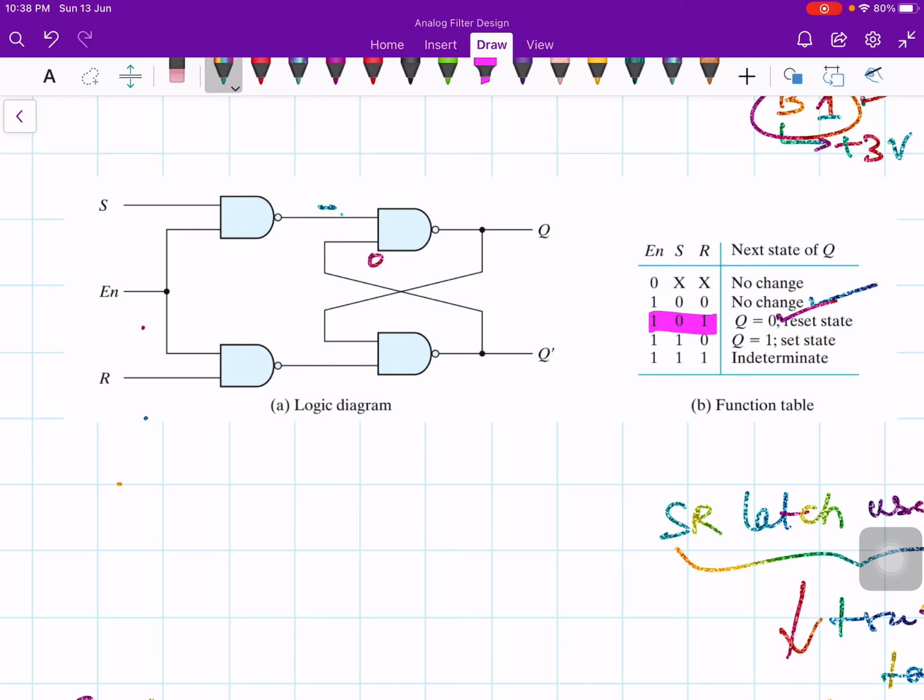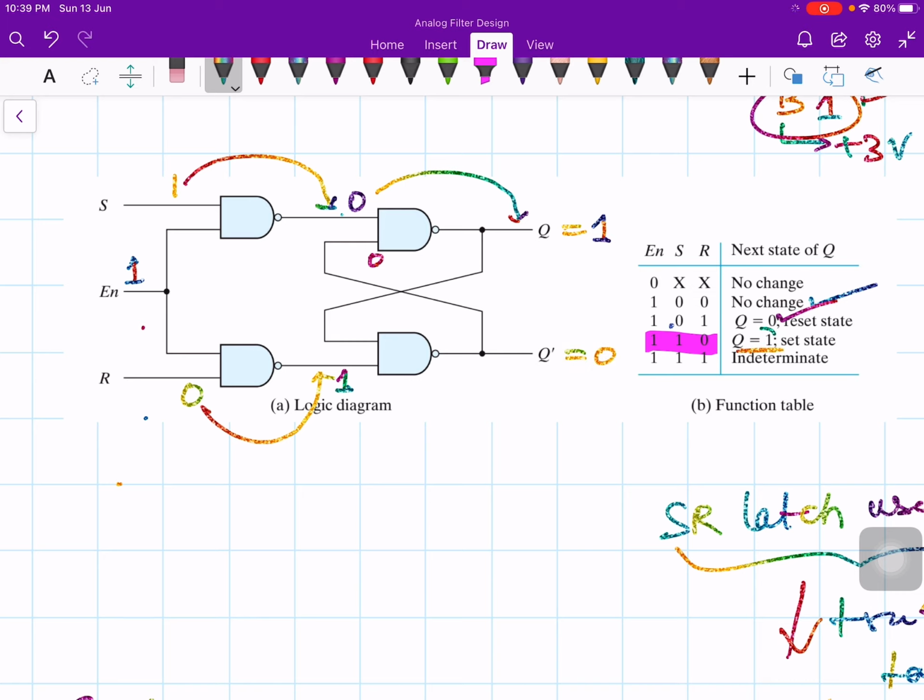Now let us take the fourth row. Enable input is 1, S is 1, R is 0. So this 0 is going to be 1 at this point, this 1 is going to be 0 here. Now if any one input is 0, then the output will be 1. If Q is 1, then Q bar is 0. So therefore Q is 1 here. So this is called a set state. So that is the fourth row.